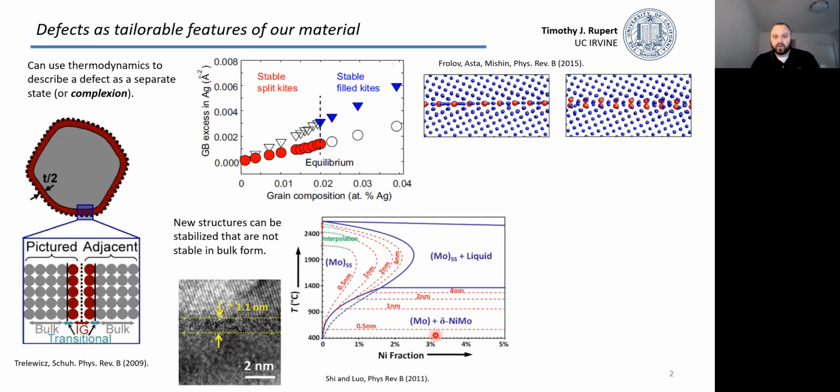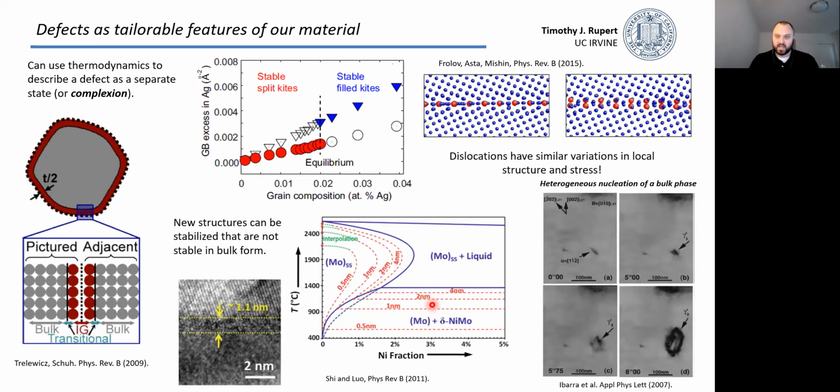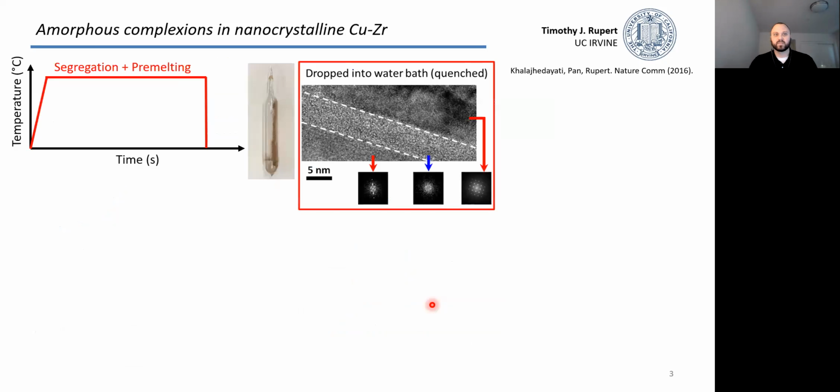And in fact, people like John Luo at UCSD have done beautiful work to try to build on traditional phase diagrams and show what sort of thickness of these amorphous complexions you would expect. Now, at the end of my talk, I'm going to show you a few results where we're showing that dislocations can also have complexions because they have variations in their local structure and stress. So in terms of interfacial complexions, I'm mainly going to be talking about nanocrystalline alloys.